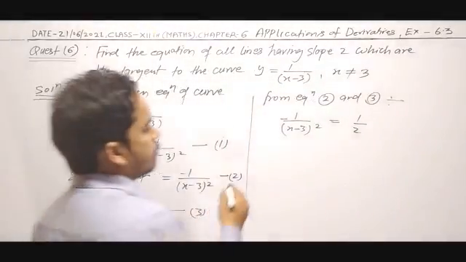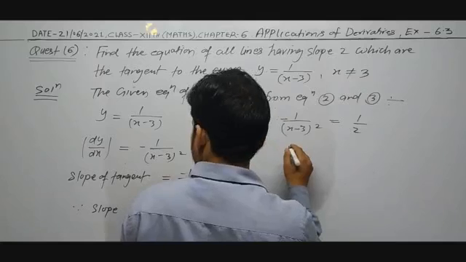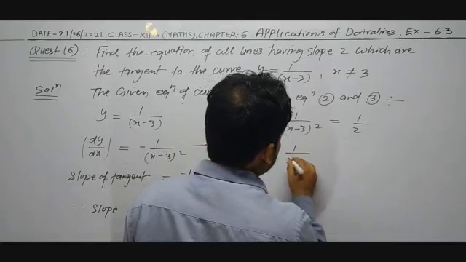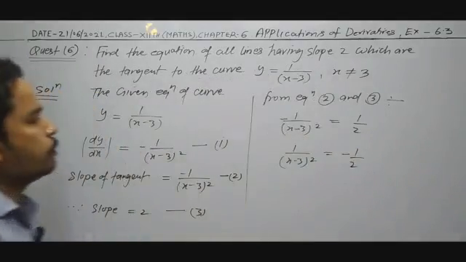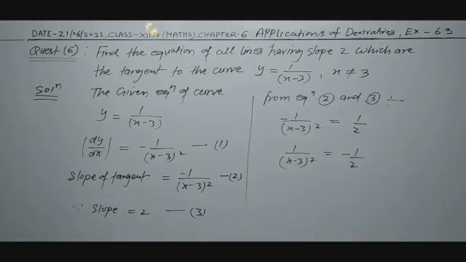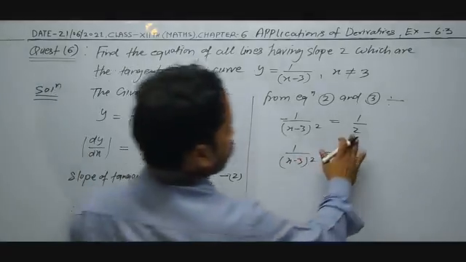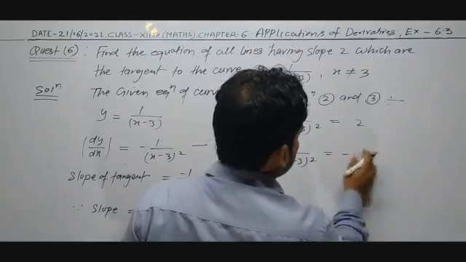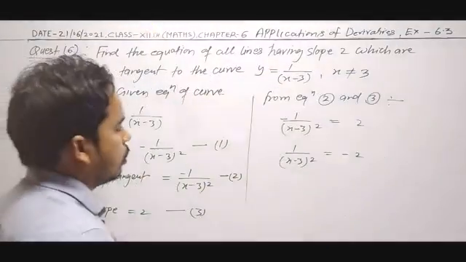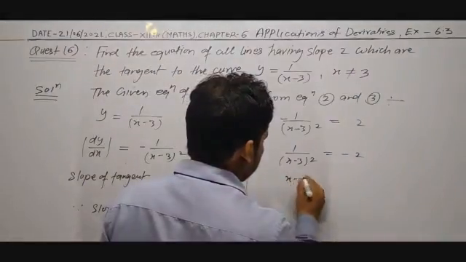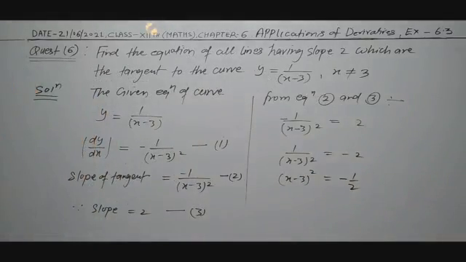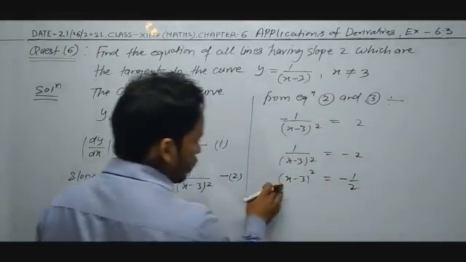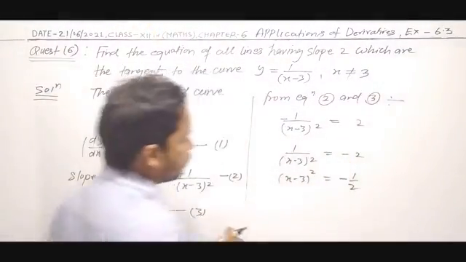This one can be written as 1 upon x minus 3 whole square is equal to minus 1 by 2. This is the calculation. This slope is 2, so x minus 3 whole square is equal to minus 1 by 2. This is a square type function and its result cannot be negative.